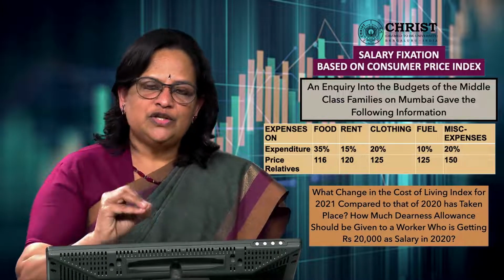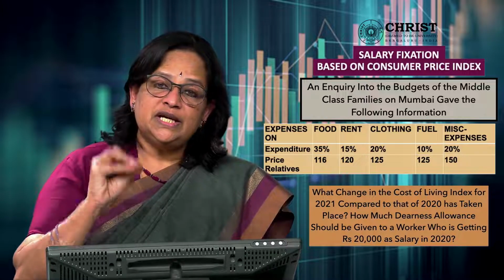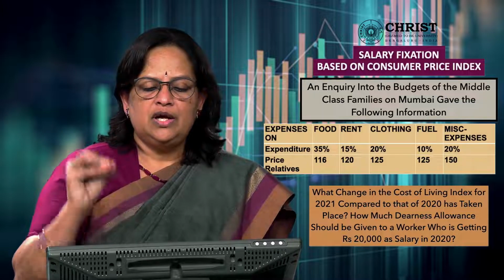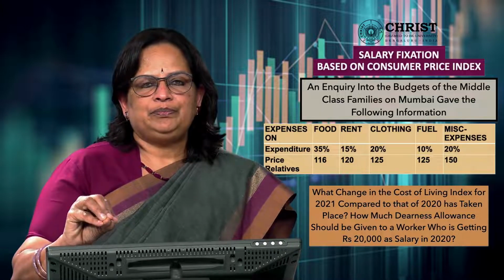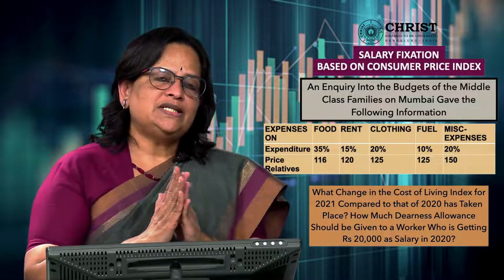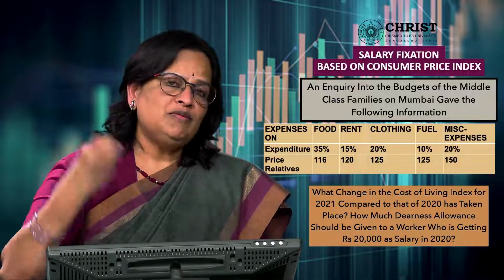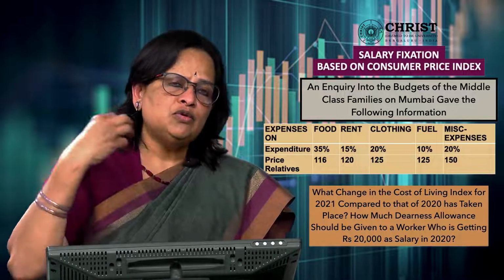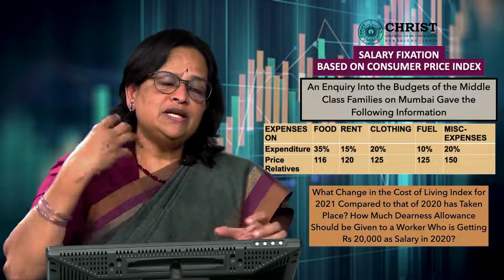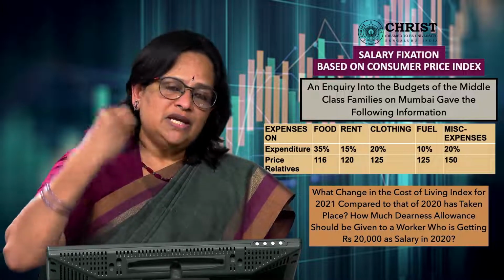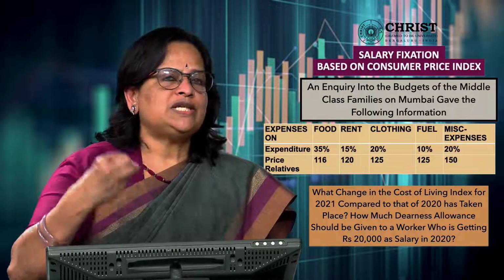That means first we have to calculate the consumer price index. The second question is how much dearness allowance should be given to a worker who is getting rupees 20,000 as salary in 2020. Remember that the dearness allowance will be increased based on the consumer price index. The government will take a decision. Whenever they announce the consumer price index and it goes up, they will always increase the DA or dearness allowance, dearness pay, all related to wage or salary fixation.